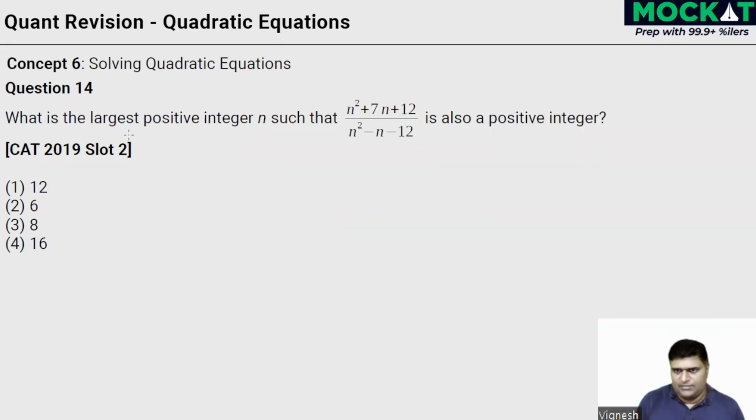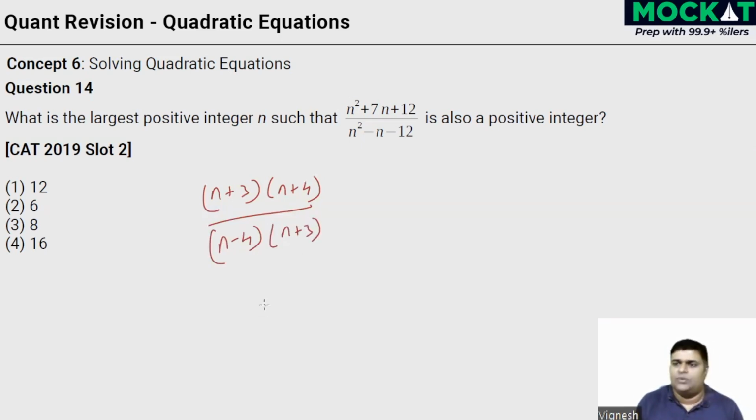So 14th question, what is the largest positive integer n such that (n square plus 7n plus 12) divided by (n square minus n minus 12) is also a positive integer? That should also be a positive integer. Can I factorize these? Looks like, right? n plus 3 into n plus 4, the first one. And the bottom one? n minus 4 into n plus 3, right?